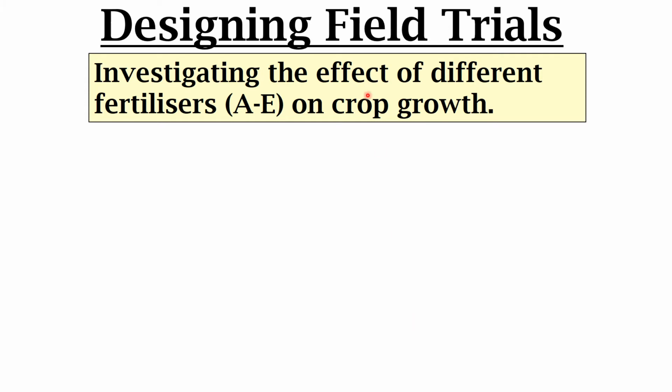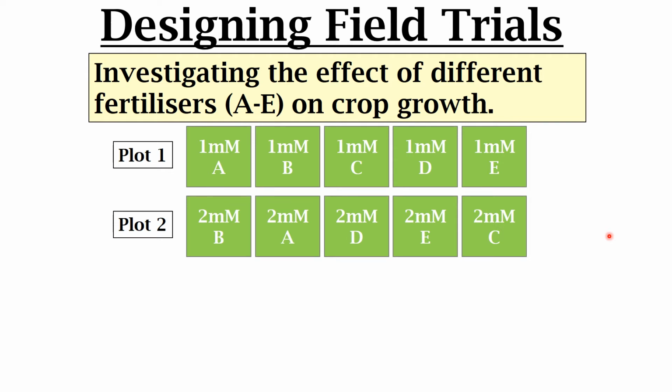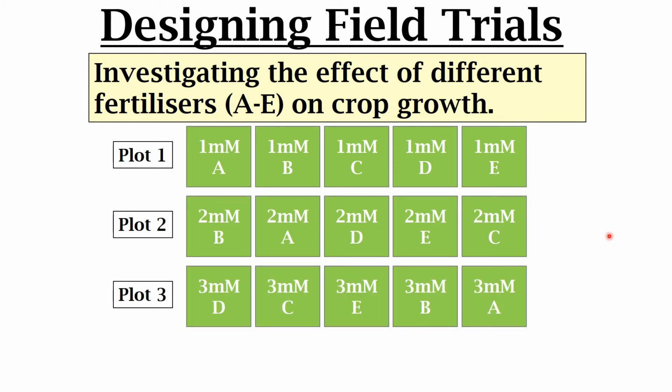So let's take an example. If you're designing a field trial, let's imagine you're investigating the effect of different fertilizers, A, B, C, D, E, on crop growth. And here is your field. So you've got plot 1, plot 2, and plot 3. There's something going on here which is not particularly scientific. So have a think about what that might be. Any ideas? What's the aim? To find out the effect of different fertilizers A to E on crop growth.